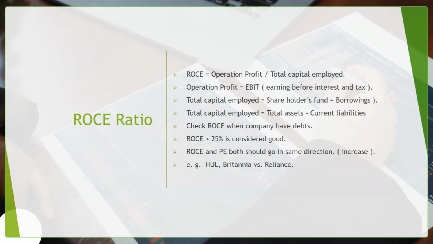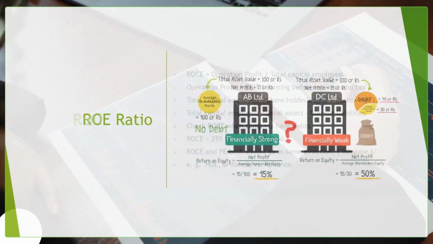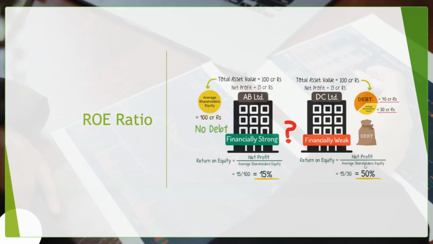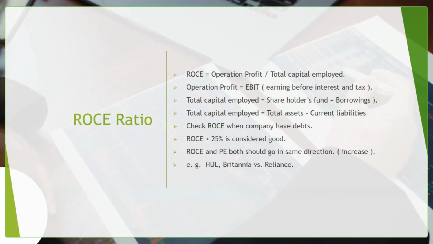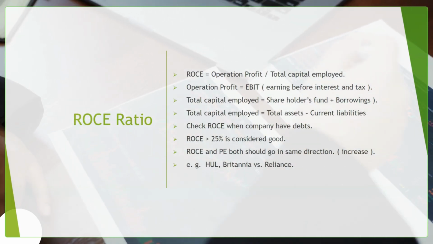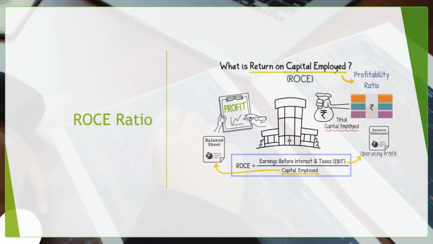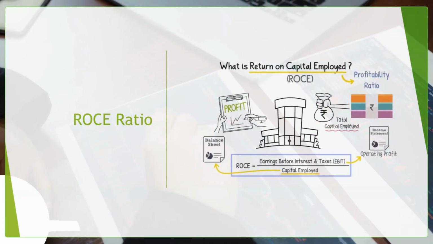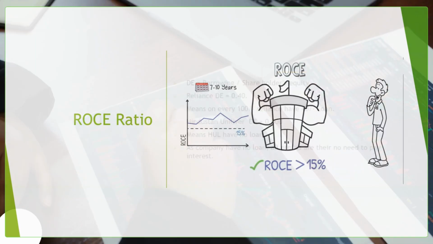In ROCE, what we consider is operating profit and total capital employed. There we were considering only the equity share, right? Average shareholders' equity. Here we are considering total capital employed. So the loan amount will also be considered in the ROCE calculation. If the company has a loan, we should look at ROCE. If the company doesn't have a loan, we should look at ROE. And for a company which doesn't have a loan, ROCE and ROE will be almost the same.